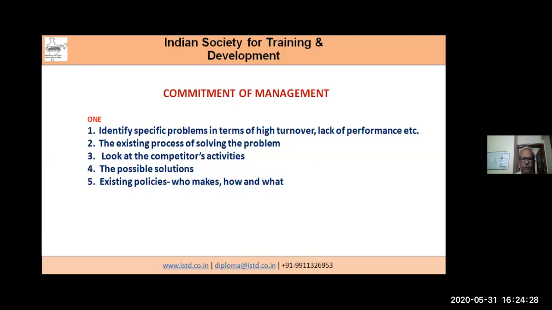What are the existing policies? Who is making the policy? How are the policies being made? And what are the policies in a nutshell? Every management should try to understand and see that.